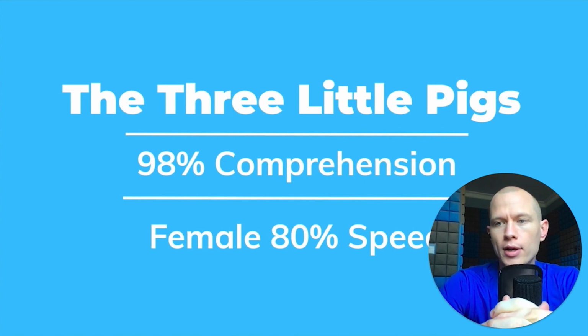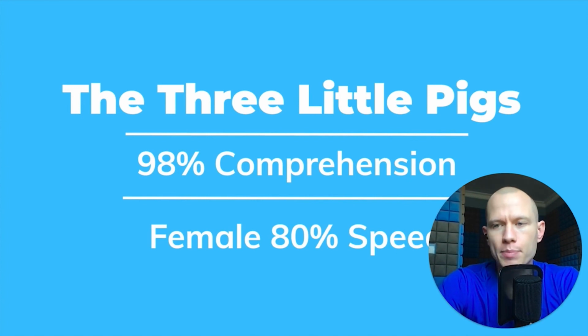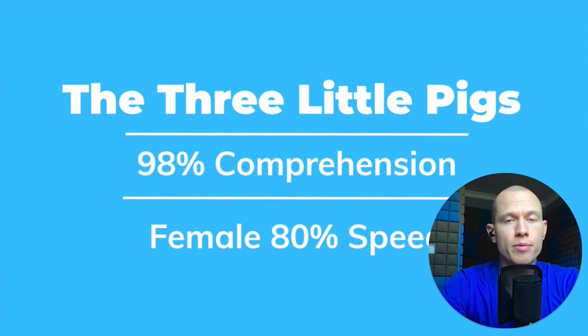It's a story that you unlock in phase 5 called The Three Little Pigs, which I'm sure you're familiar with. The way our stories work currently is that we give you a female voice at 80% speed, then 100% speed, which is native speed. And then we give you a male voice at 80% and then 100% speed. And it's all one video.